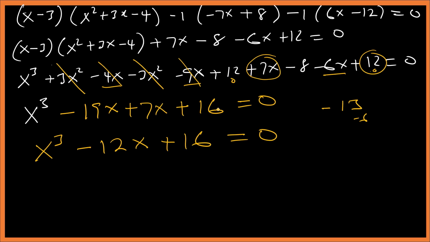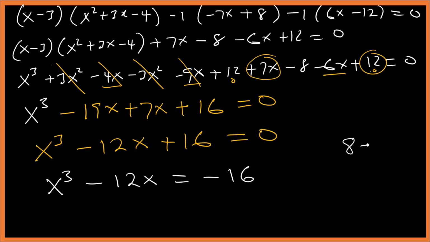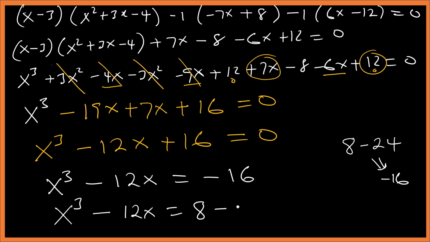All right, from here we can write this one as x cubed minus 12x equals to minus 16. Okay, now we want to adjust this minus 16 here. Now 8 minus 24 is minus 16. So in place of minus 16, I'll put 8 minus 24 there. So x cubed minus 12x, the same as 8 minus 24.